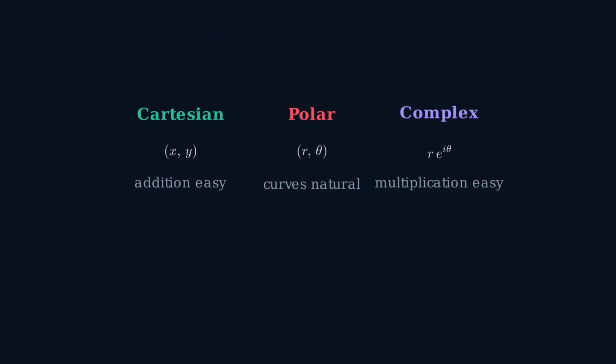Cartesian coordinates make addition easy. Polar coordinates make curves natural. And complex numbers make multiplication geometric. They are three languages for the same plane, and switching between them is a superpower.